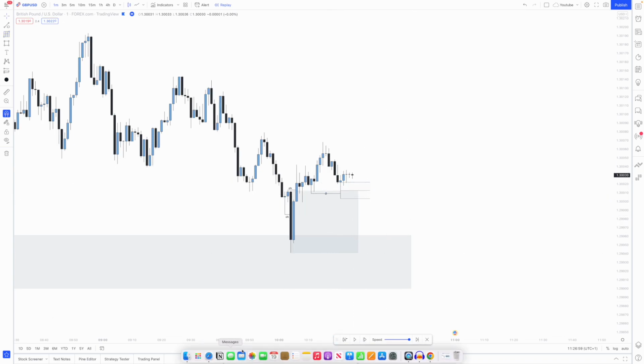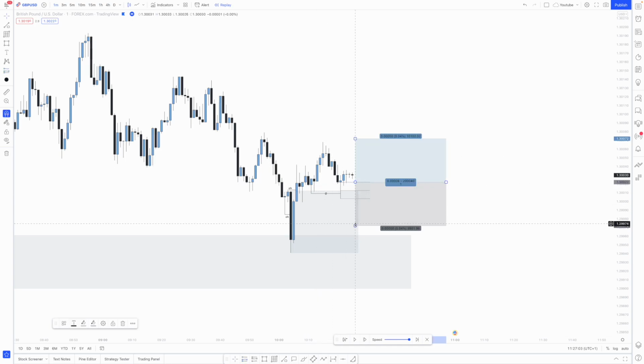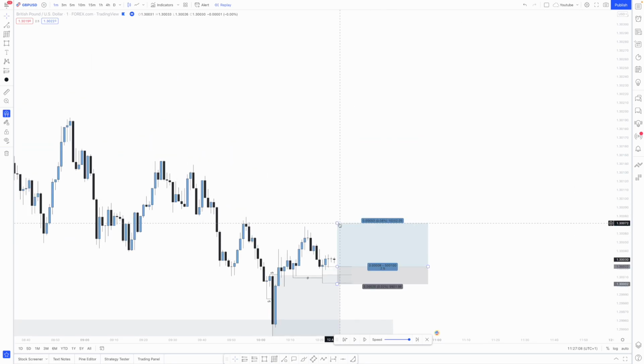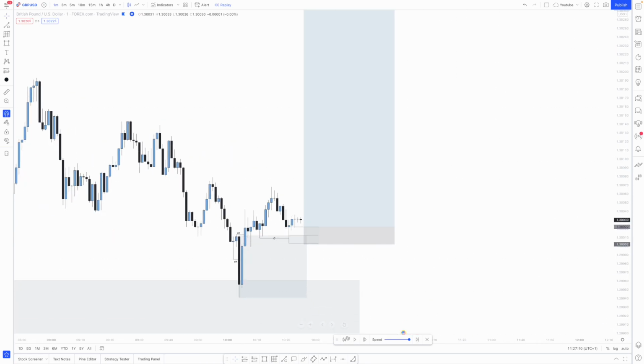So I entered on the sweep wick, and again entered in with a 2 pip stop. A 2 pip stop, and then as you can see, what will happen is that price will run to the upside.